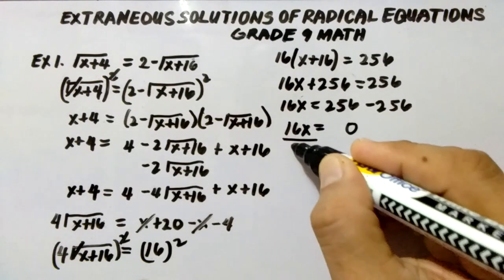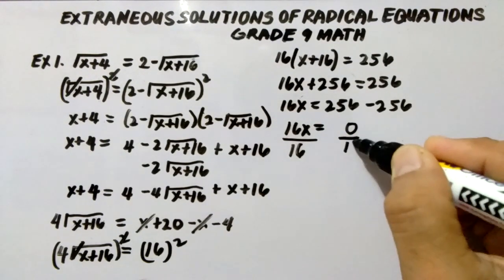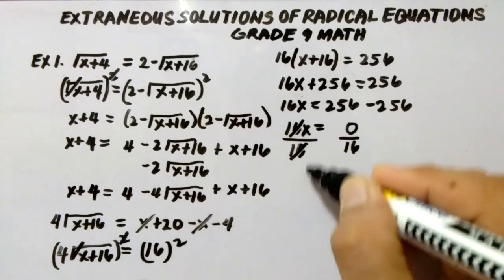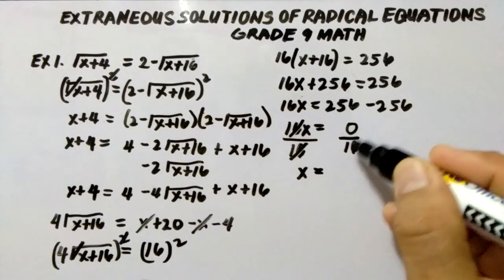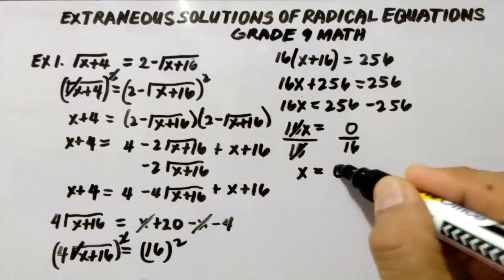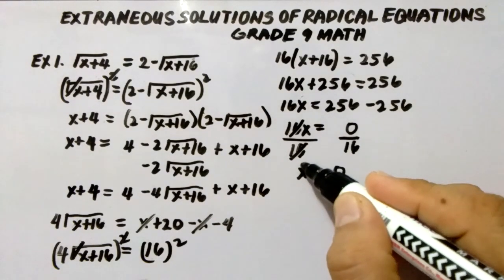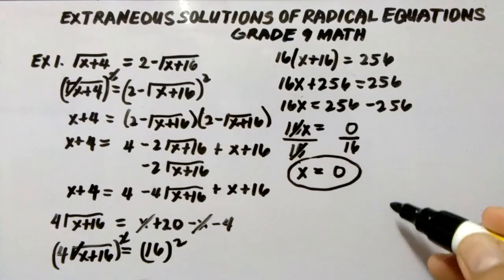So, divide natin both sides of the equation by 16. So, makakancel po ito, makakancel. So, x is equals to 0 divided by 16. That is 0. So, we have the value of x. X is equals to 0.